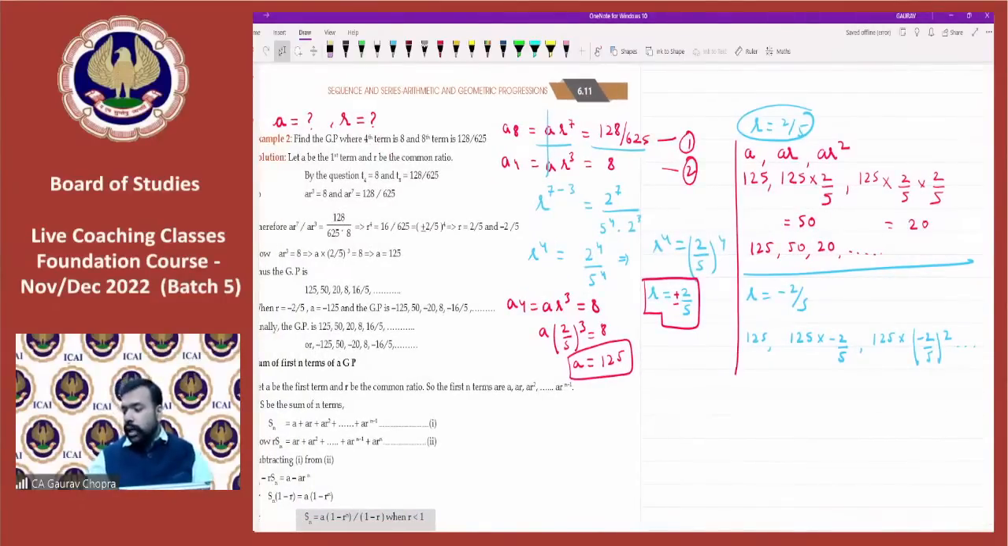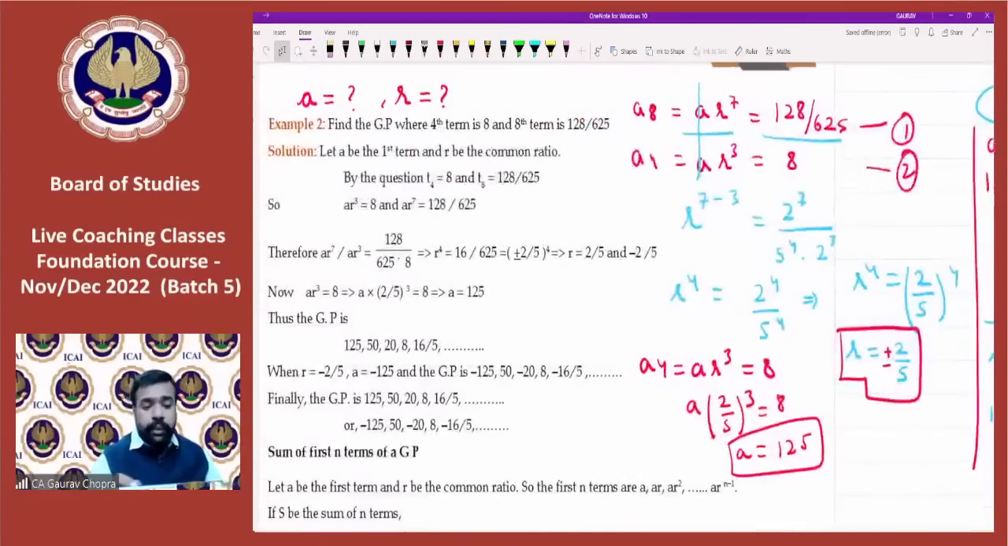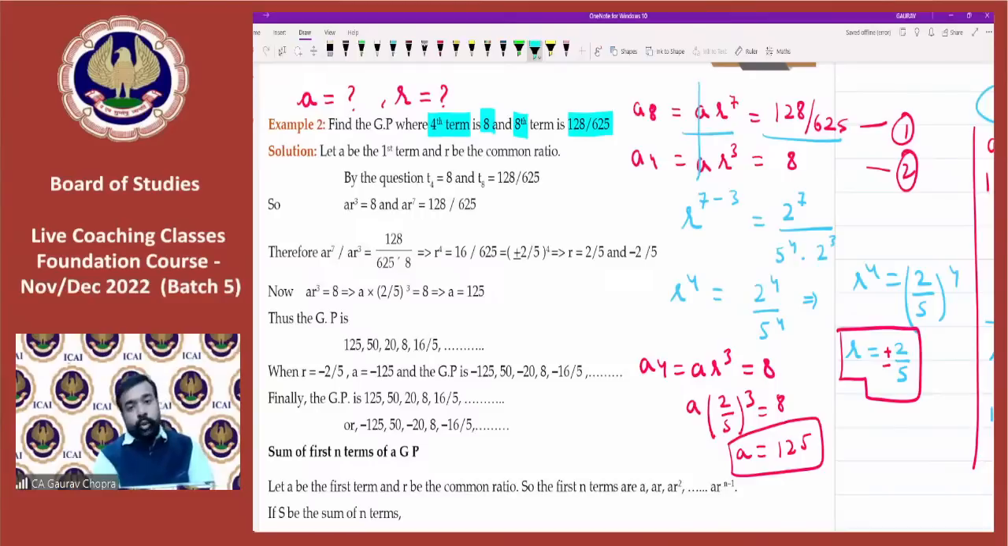Okay, Lakshita and Parinita are asking to explain the example once again. Zaba is also asking to explain once again. Okay, so in this example, what was given to us? Let me explain in Hindi also. Here the fourth term was given, the fourth term is 8, and the eighth term given is 128 by 625.